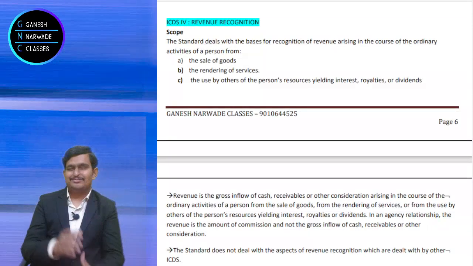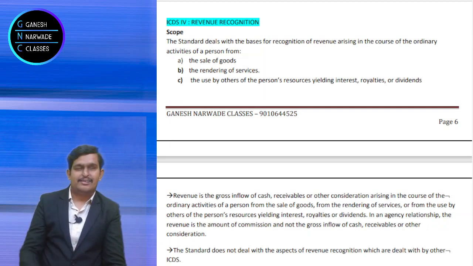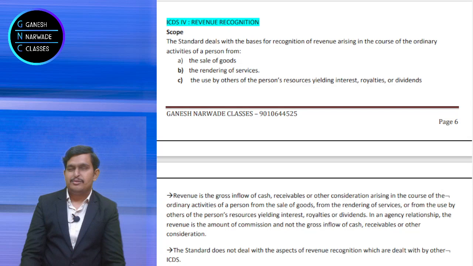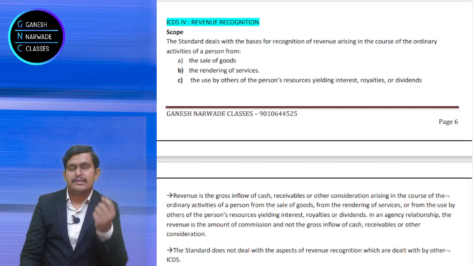Now, anyhow, let's discuss ICDS for revenue recognition. What is revenue? All of us generally feel that revenue means sales. Yes. But here, revenue means income. From the income tax purpose, we have to recognize the revenue. When an income is earned, we should show it.